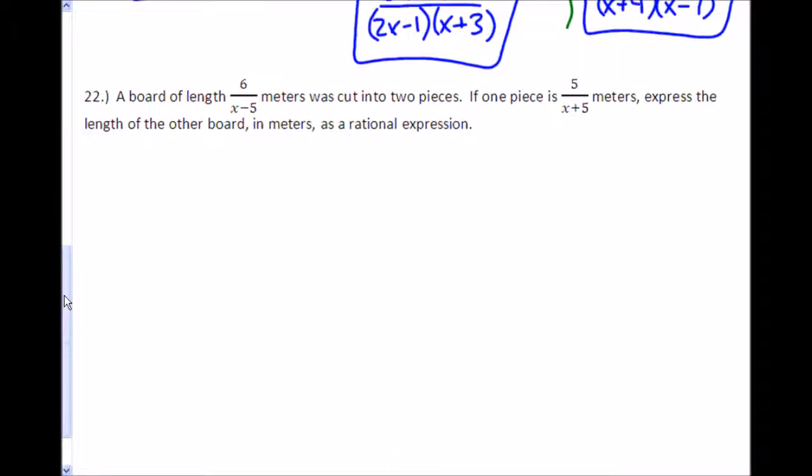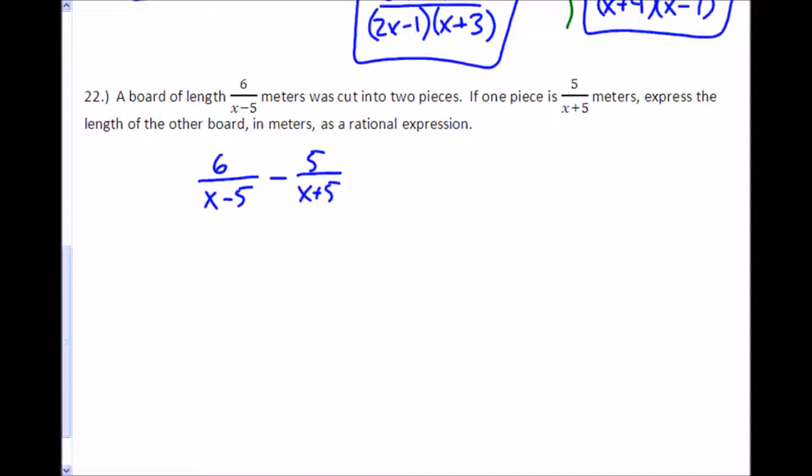says a board of length 6 over x minus 5 meters was cut into two pieces. If one piece is 5 over x plus 5 meters, express the length of the other board in meters as a rational expression. So the overall length of the board was the 6 over x minus 5. That's how long the board was. I cut it into two pieces. So in other words, I took one piece away. I subtracted a piece from that board, which was represented by the 5 over x plus 5.